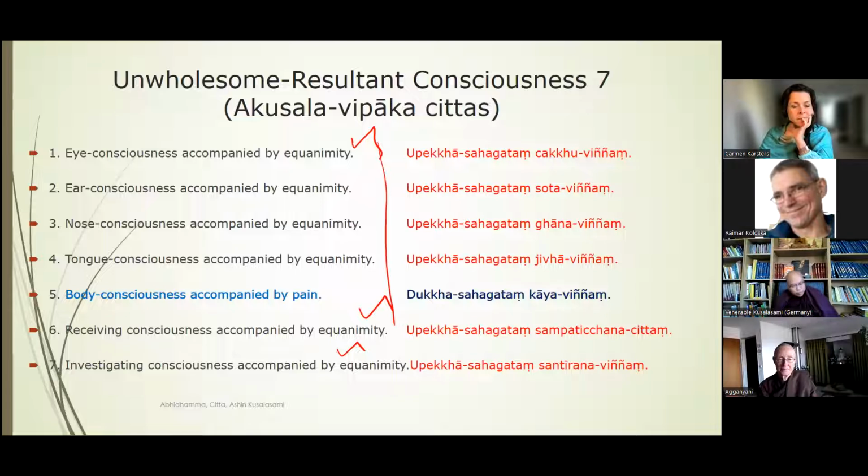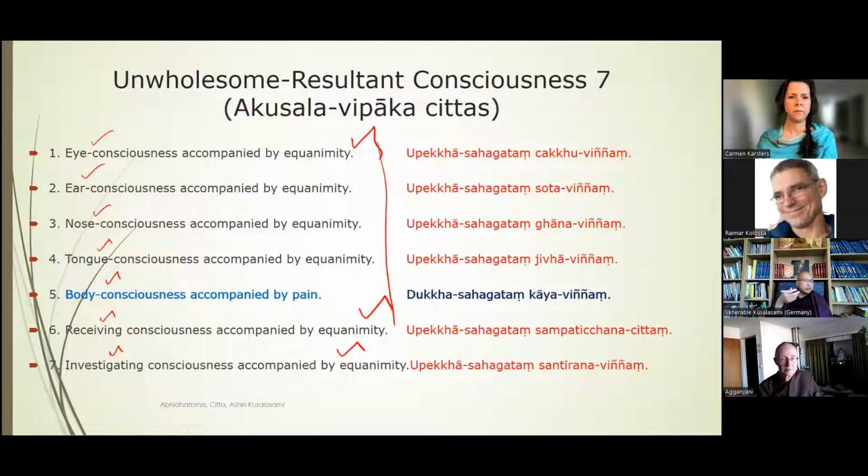Okay, so here, as the first step, I want you to know only, I want to introduce only these 7 kinds. The first, eye consciousness, ear consciousness, nose consciousness, tongue consciousness, body consciousness, receiving consciousness, investigating consciousness. You will understand more about this consciousness in chapter 4. Chapter 4 is more detailed about the consciousness and how these consciousnesses are working.